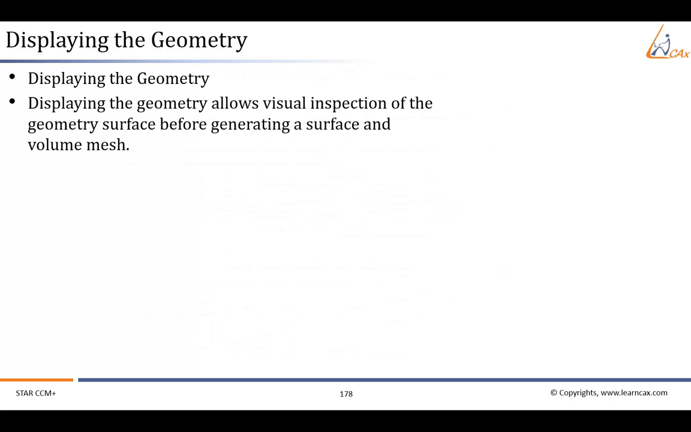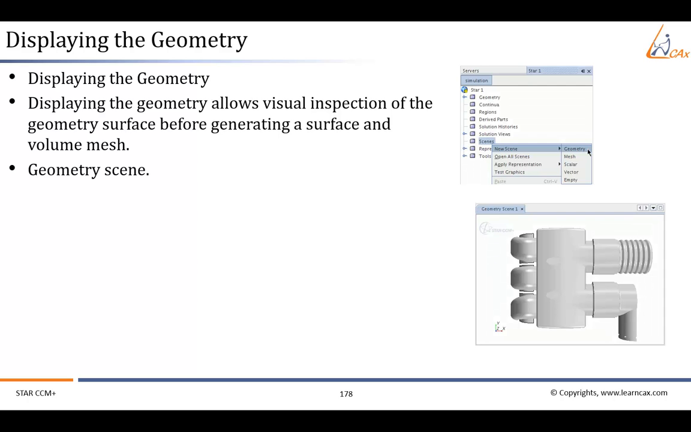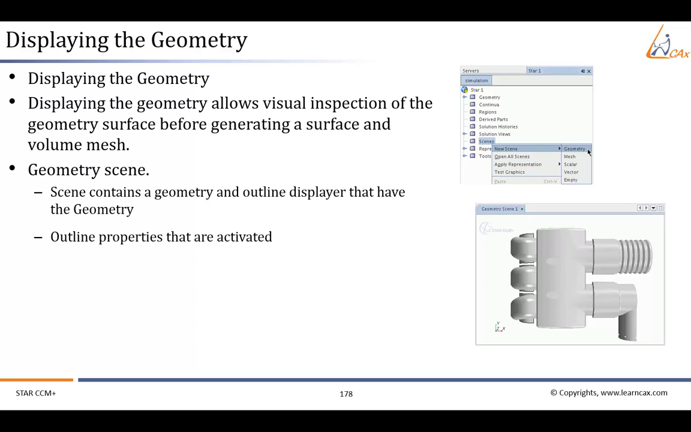How can we display the entire geometry parts in StarCCM+? Displaying the geometry allows visual inspection of the geometry surface before generating a surface and volume mesh. The easiest way to display the geometry is with a geometry scene. By default, this scene contains a geometry and outline displayer that has the geometry and outline properties activated respectively. You can change the properties of these displayers to control the display.